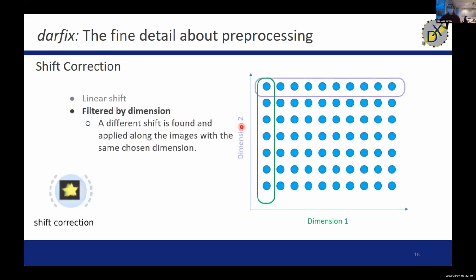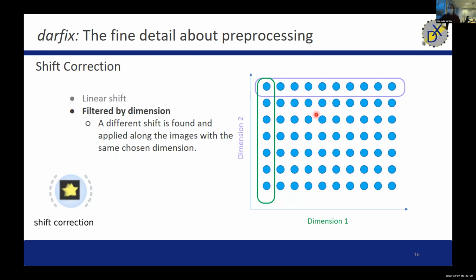You have the option to filter by dimension. This means that the same shift is not applied to all the stack, but you find a different linear shift for each of the values of one of the dimensions you have in the stack. This is, of course, for datasets that have 2 motors or more.